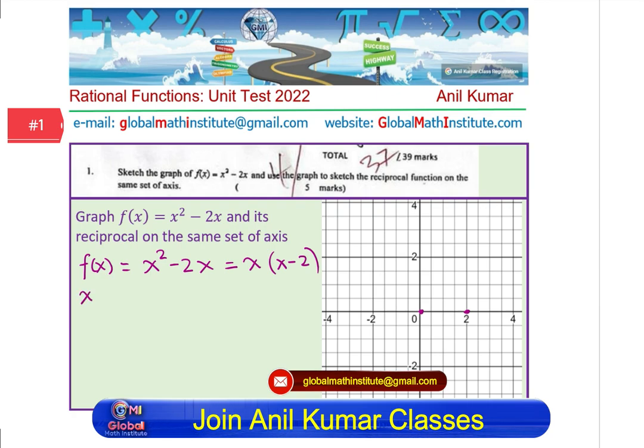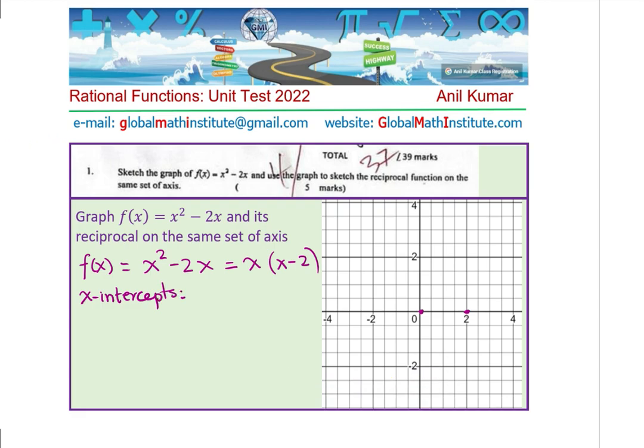So we have x-intercepts. So x-intercepts are when these factors are 0, which is at x equals 0 and 2. So these are the x-intercepts. We know x squared minus 2x is a parabola, which is going to open up, right? So we need to find the vertex. Vertex will be right on the axis. So we can first find the axis of symmetry, right? So let's find the axis of symmetry, which will be midway between these two. So add them up, divide by 2.